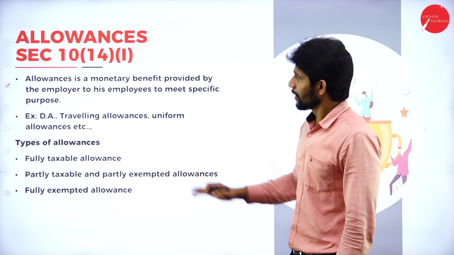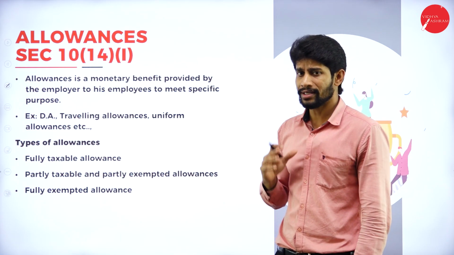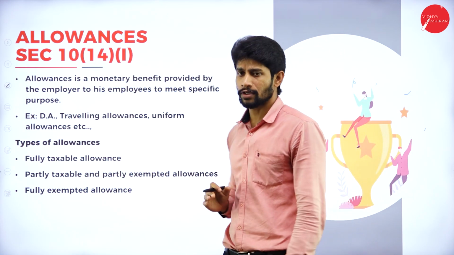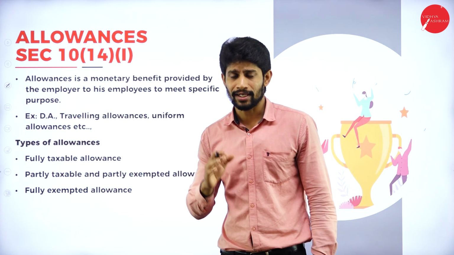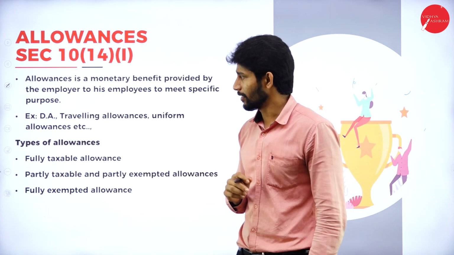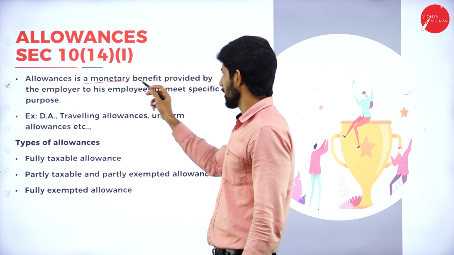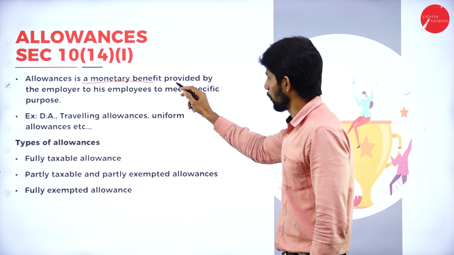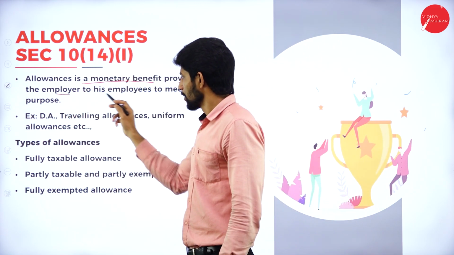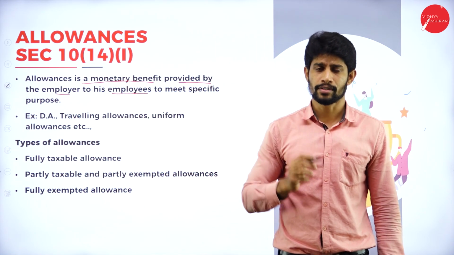Moving further, allowances. What is this allowances? Allowances is defined under section 10 subsection 14 intersection 1 of the Income Tax Act of 1961. What does the section say? Allowances is a monetary benefit provided by the employer to his employees to meet a specific purpose.